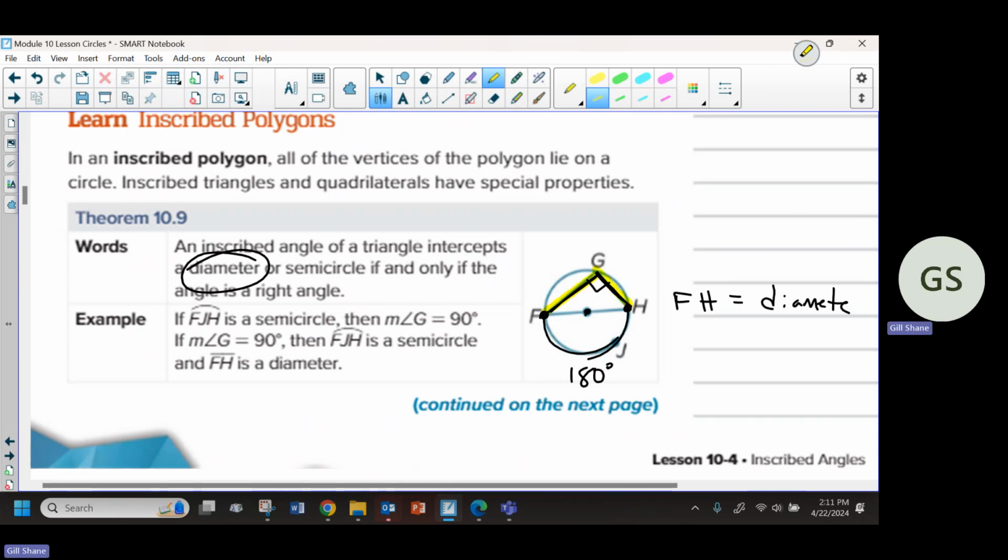G is on the circle. That's what makes it an inscribed angle. The inscribed angle is half the arc, and we just said, well, we know that the arc is 180 degrees. So half of 180 is 90.